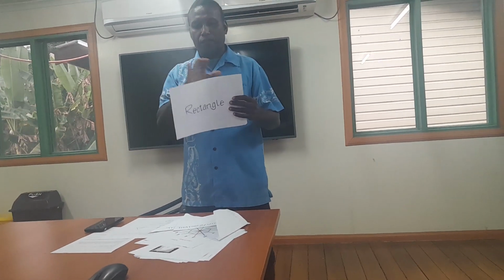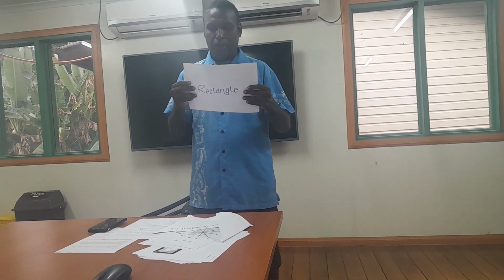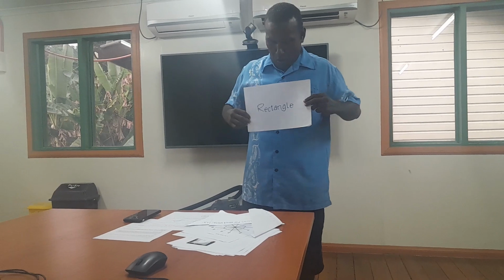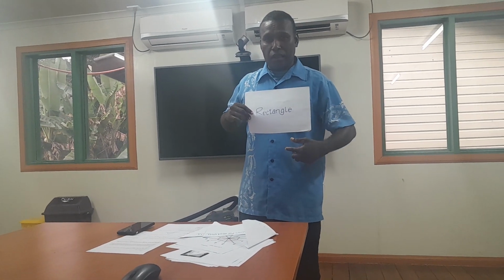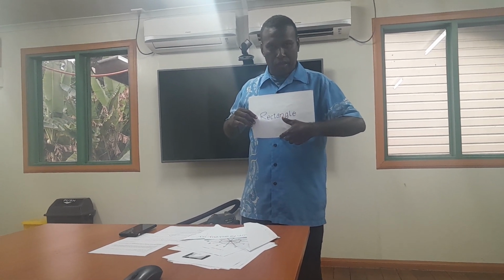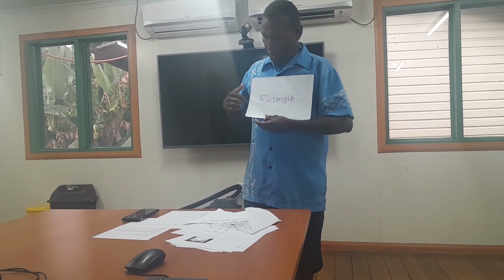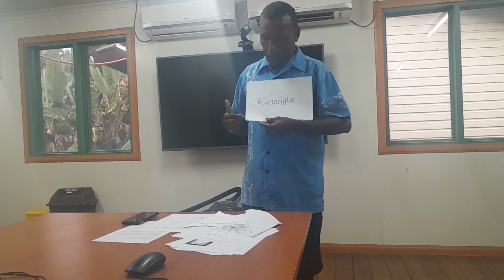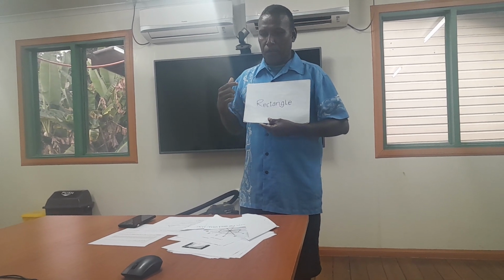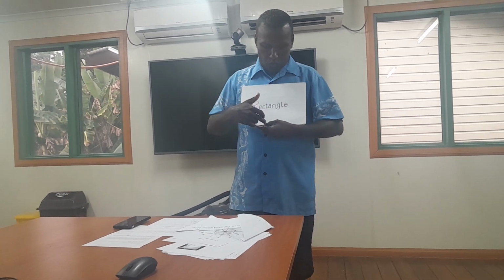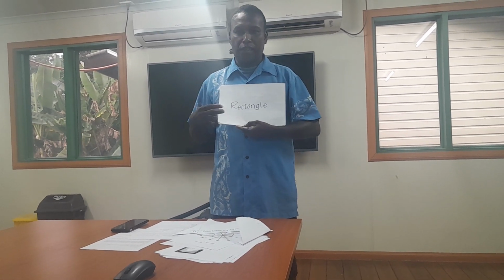regular polygons have every side the same. But when you look at this rectangle, we have two opposite sides the same, both longer sides, and then the shorter sides. So for the rectangle, we have two equal sides, and another two, the longer ones, equal sides.